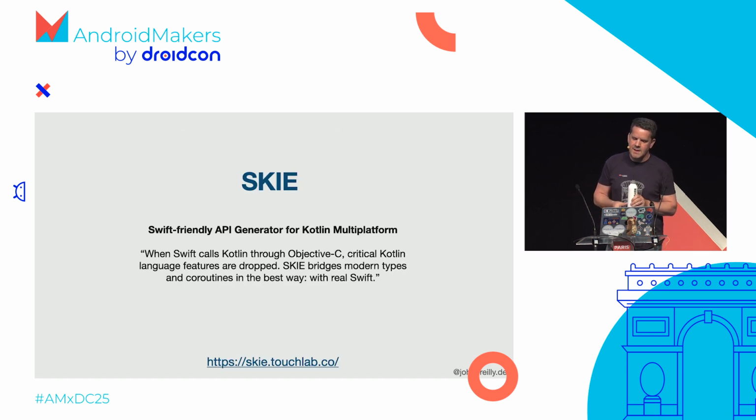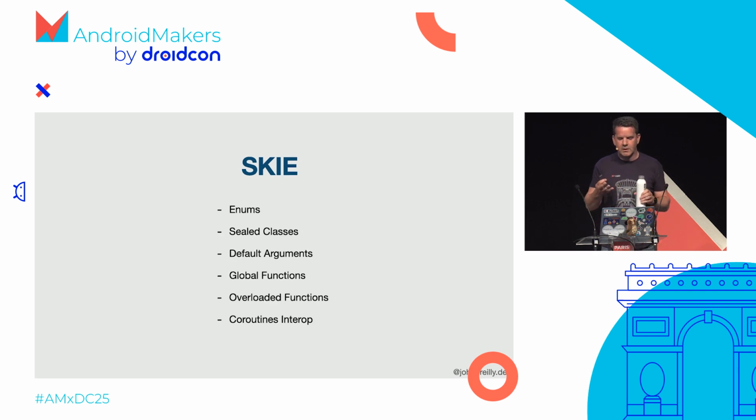We mentioned some of the disconnects that exist when using the default approach to mapping between Swift and Kotlin. One popular third-party solution that's emerged to address that is SKIE, standing for Swift Kotlin Interop Enhancer. It's one of a suite of solutions that TouchLab have developed for KMP that have become indispensable. Included in what SKIE supports are enums, sealed classes, as we mentioned earlier, default arguments, global functions, overloaded functions, and coroutines interop, which we'll talk about in more detail in the concurrency section later.